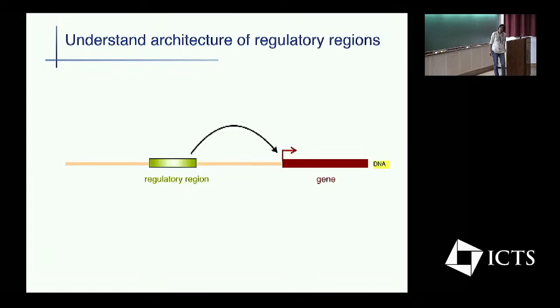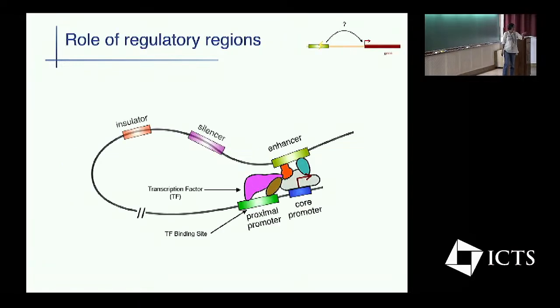We are interested in understanding the architecture of regulatory regions, to a point where we should be able to predict what kind of an effect a mutation could have, right? Of course, we now know that regulatory regions come in many different flavors, and they play different roles depending on the presence or absence of protein DNA binding sites.